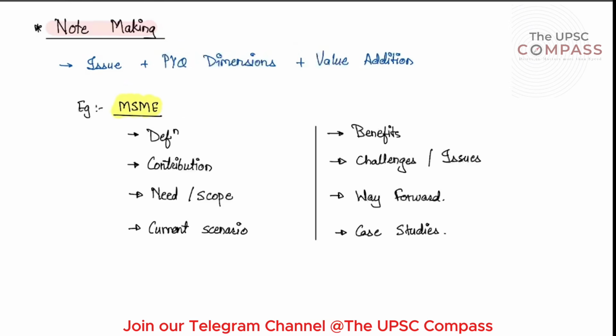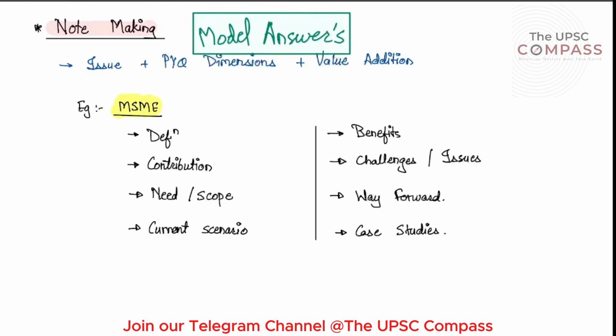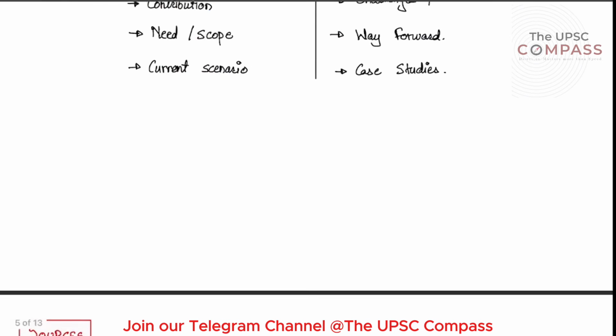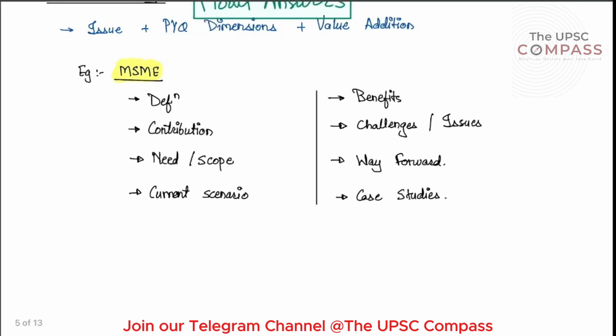Now when you have such notes ready on all the themes that are mentioned either in the syllabus or have been asked in previous year questions, automatically you will see that you are able to write answers. So in short, these notes are nothing but your answers, model answers. You should prepare your notes such that you feel as if they are your model answers. So after you're done with your note making, the next part is answer writing.